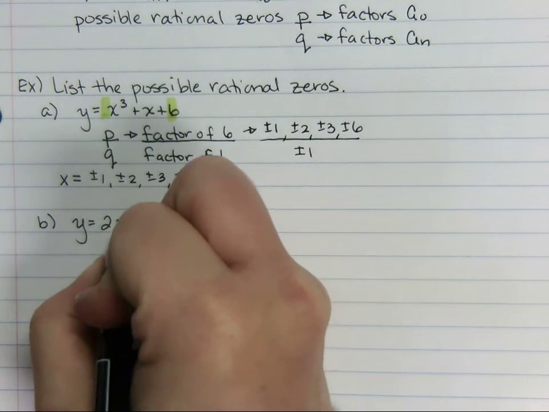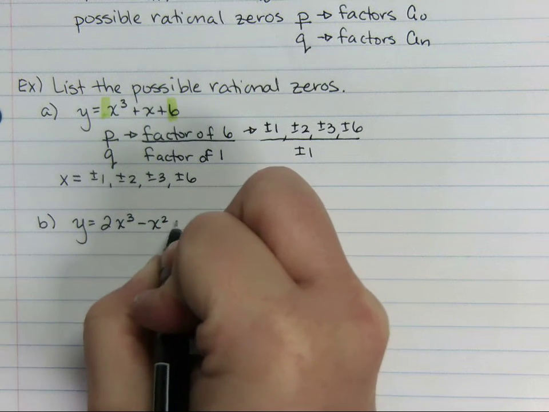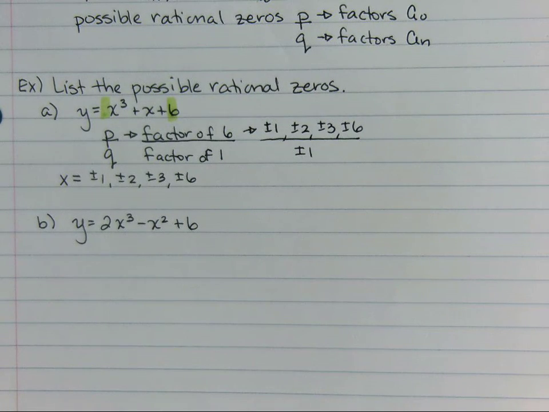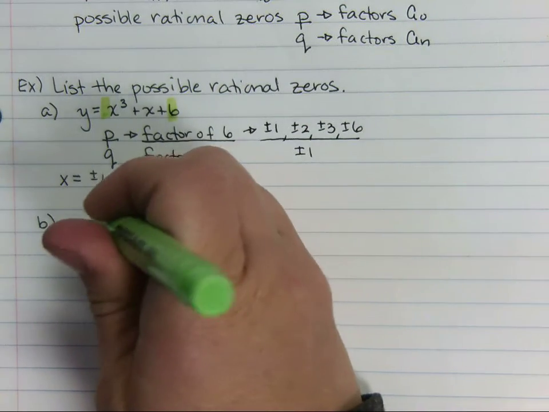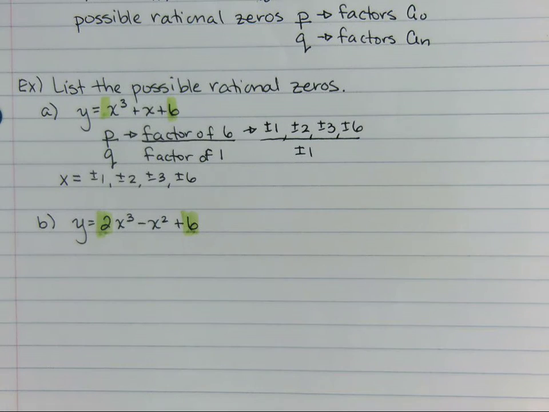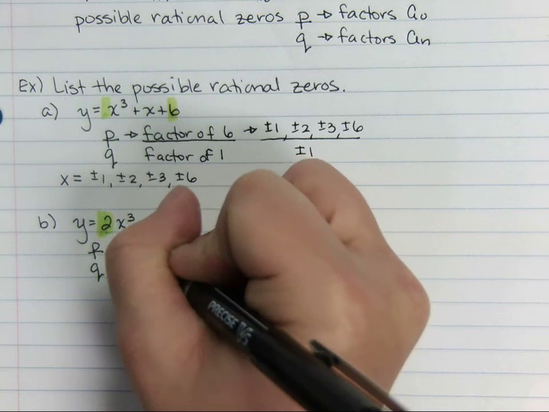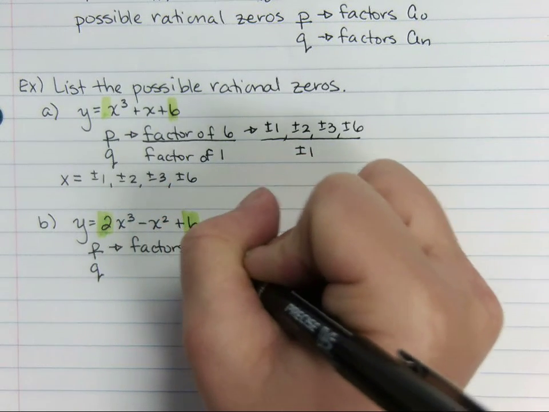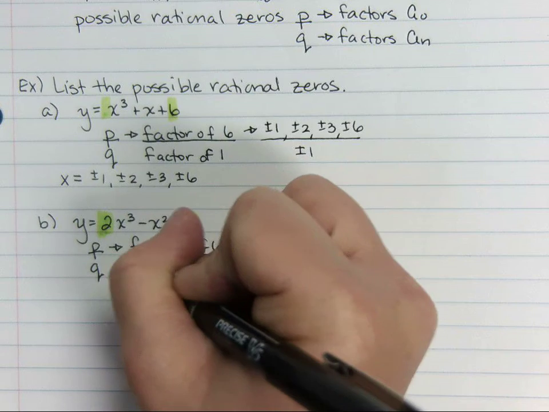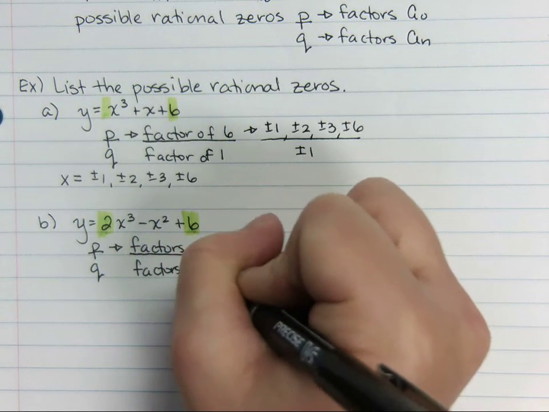So you've got 2x cubed minus x squared plus 6. The same thing. Don't care about anything in the middle. I only care about those two right there. Because when I build my polynomials, it's what happens on the first and the last that puts together my polynomial. The middle comes from all the adding, subtracting like terms. All right. So again, it's p over q. And so we're looking again for factors of 6. But now I'm also checking that I have to divide by factors of 2.